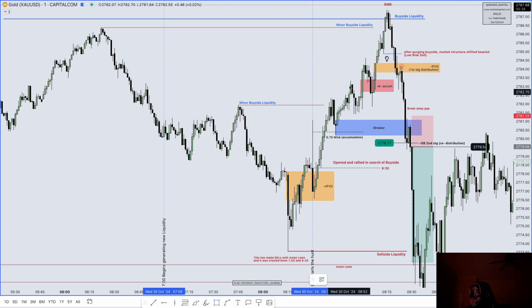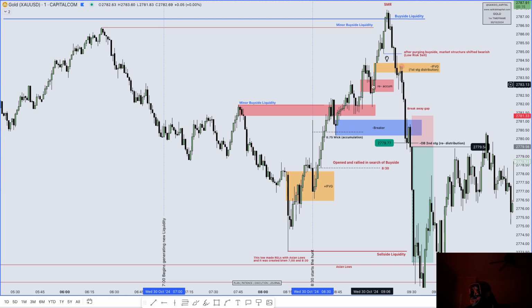When we went higher above here, I wanted to see some sort of clean fair value gap. And then when it went higher, I extended this bullish breaker here. I have a low, I have a high, lower low. Now I have a higher high, but it's not clean. I want something clean. And then this fair value gap came. So I was trading the reaccumulation, the second stage.